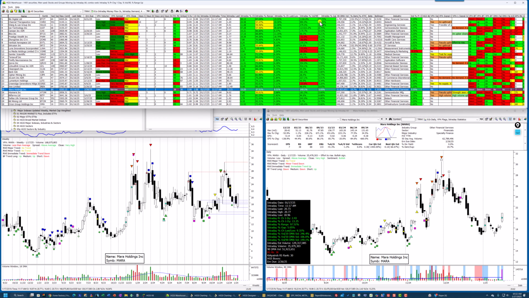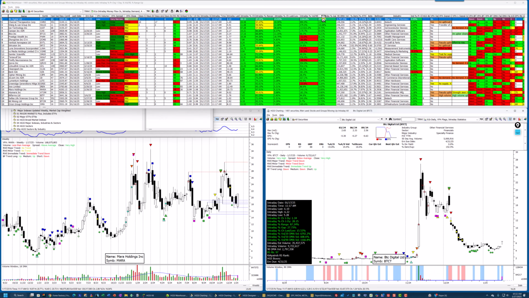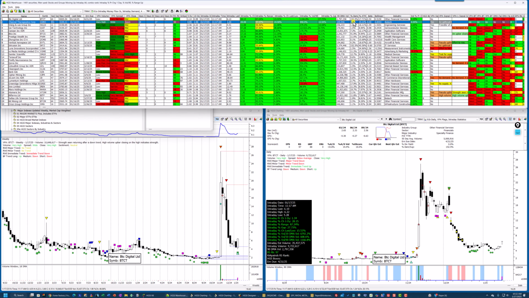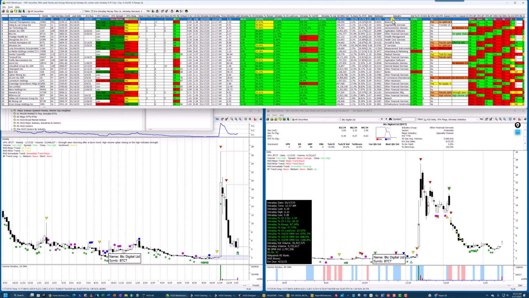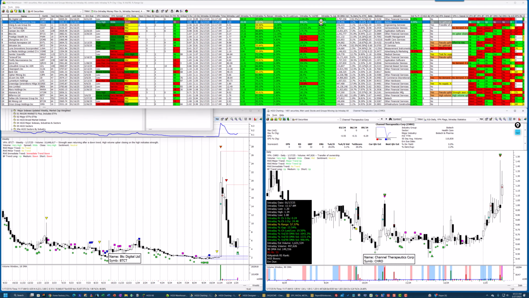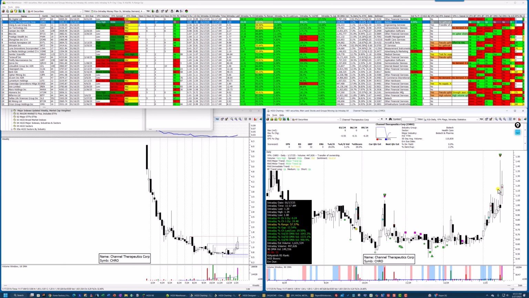I'm going to click on this gap. Let's look at some of these. Here's another one of these other financial services, and you can see that the frenzy has started or continues. So that's up. The gap was 27%. Channel Therapeutic Group, this gap was 13.54%. Cheap stocks.